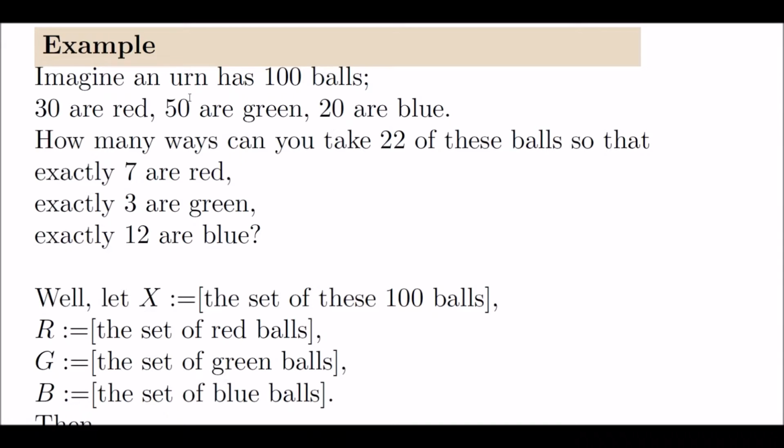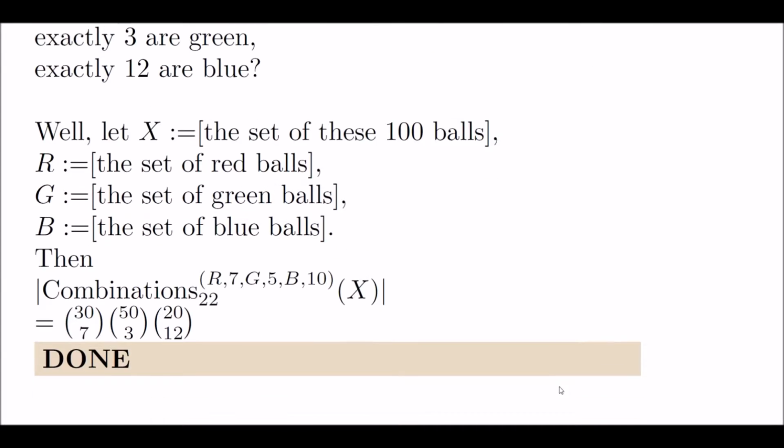Here's an example. Let's say an urn has 100 balls. So 30 are red, 50 are green, and 20 are blue. I want to know how many ways I could take 22 of those balls so that I end up with exactly 7 red, 3 green, and 12 blue. So here X is the set of all 100 balls. Let's say R is the set of the red ones, G is the set of the green ones, and then B is the set of the blue ones. So I'm trying to find the number of ways I could take 22 balls where I end up with 7 red, 3 green, and then 12 blue. And I'm taking these combinations from the set X.